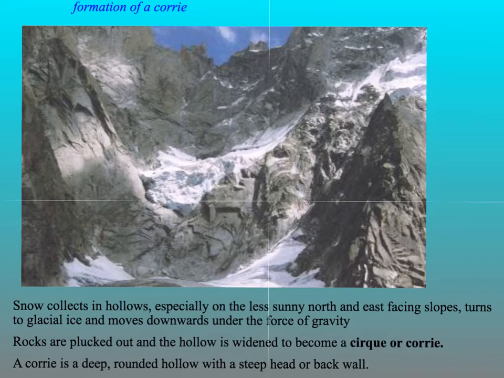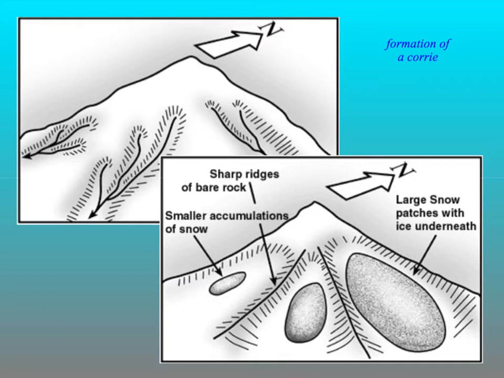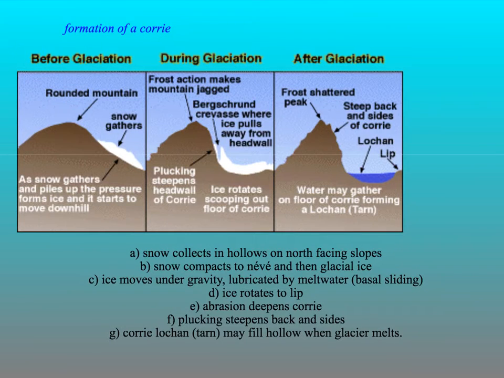It's a rounded hollow with a steep head or back wall, and you can describe it as looking like a bit of an armchair. Yep, this is a really good diagram. It shows us that quarries also lead to other features, and you can see in the diagram we've got sharp ridges around the sides and the back of the quarry, which is our steep sides and back wall.